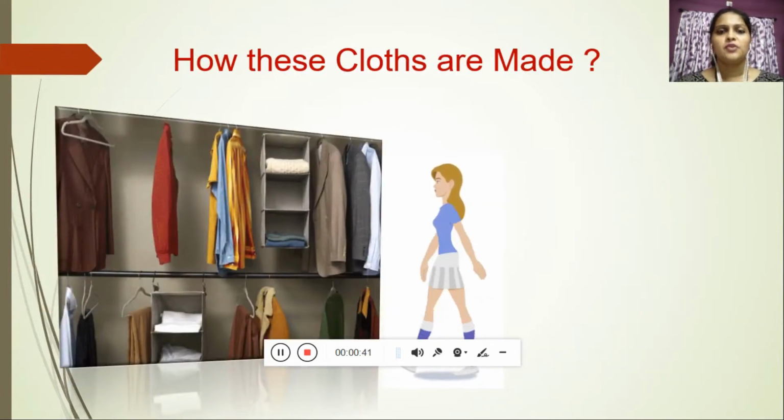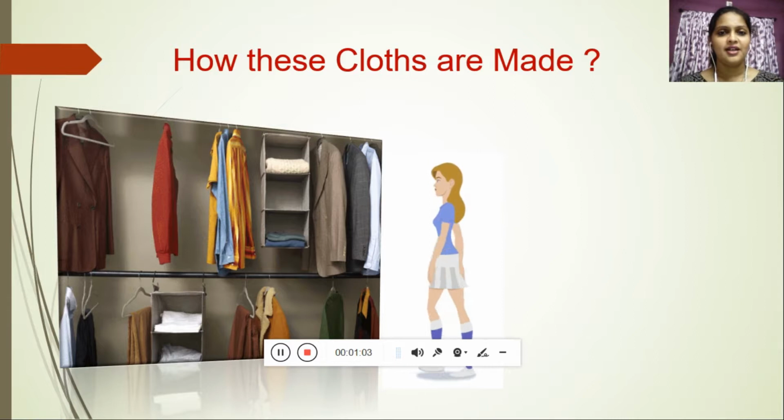At home, you might have seen different varieties of clothes. They can be cotton clothes, silk saris, nylon clothes, many varieties of clothes. Have you ever given a thought how these clothes are made?